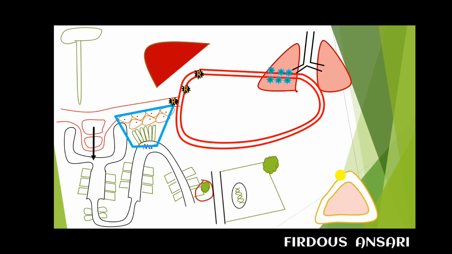So what aldosterone will do is interact with the DNA and cause synthesis of two important proteins. One protein is the sodium potassium ATPase pump. So many sodium potassium ATPase pumps will be synthesized on the cell. This is the first protein. The second protein which has been synthesized is the potassium channel.